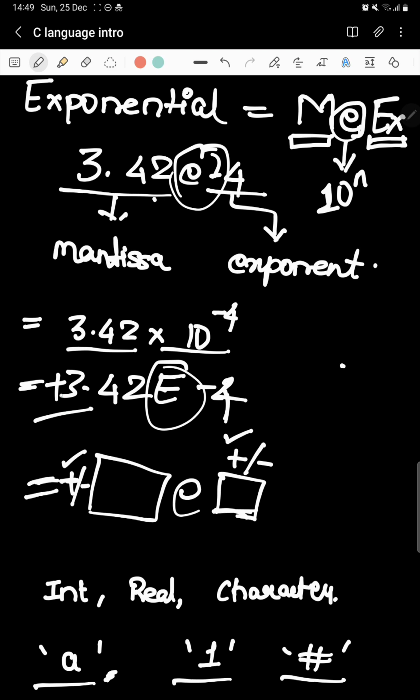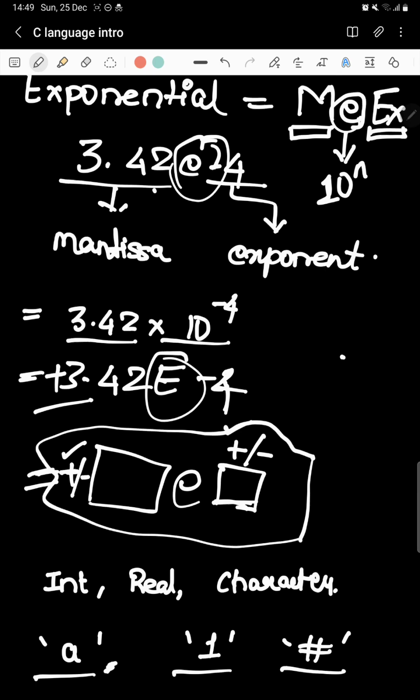Now this can also be positive or negative. So mantissa or exponent part both can be either positive or negative. So mantissa can also be positive or negative, and the exponent part can also be positive or negative, and if there is no sign attached, then by default these are considered to be positive.